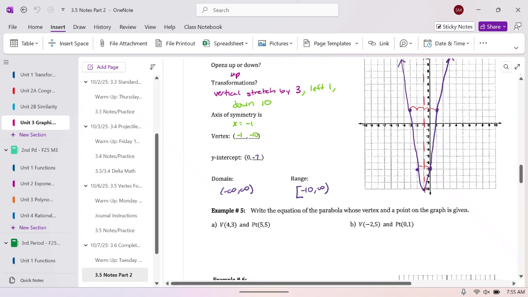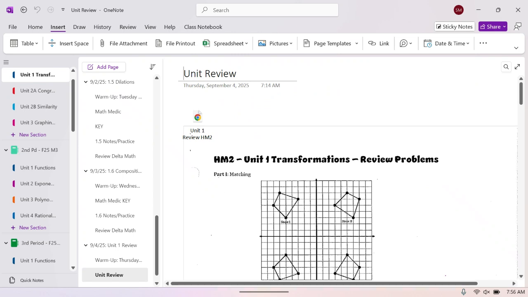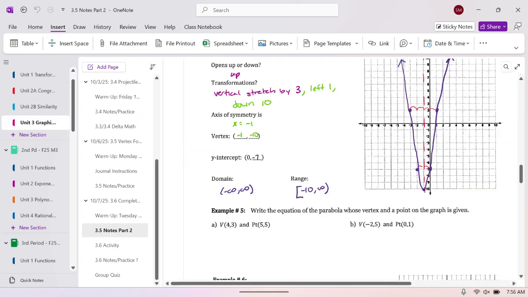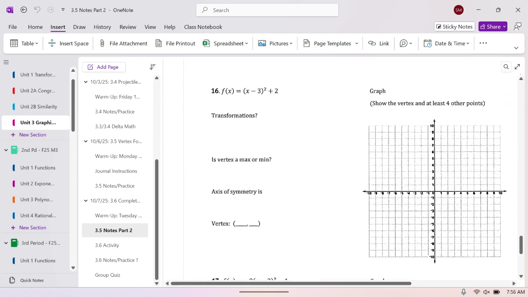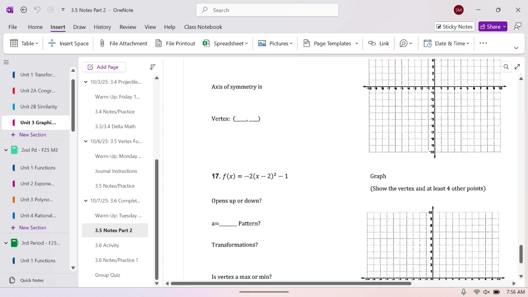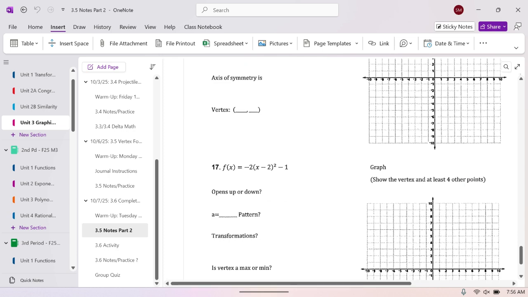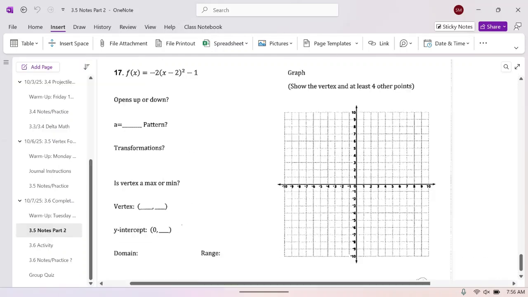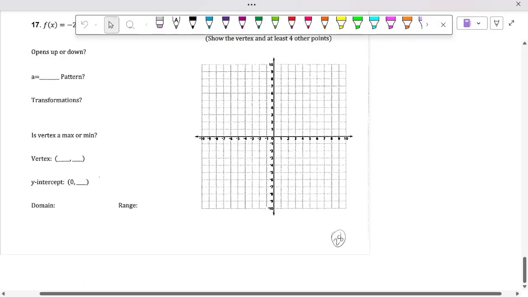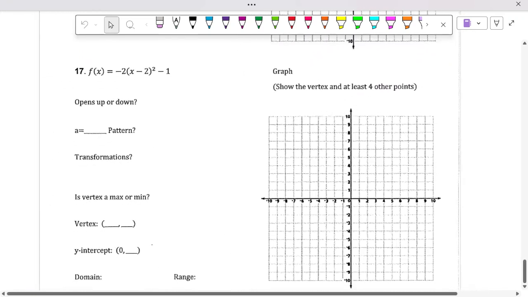All right, so okay, so I actually want to do a problem from your homework yesterday. So look on page 28, look at number 17. All right.